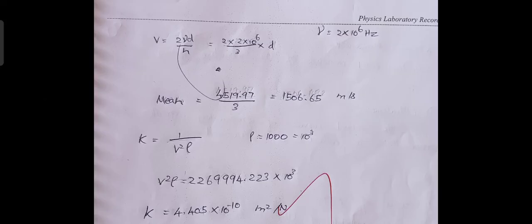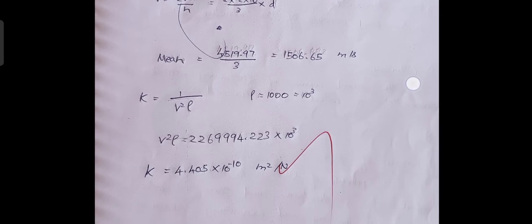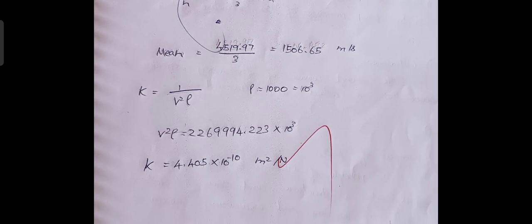This is the calculation done while performing the experiment. We are giving the frequency as 2 into 10 power 6 hertz, and the average mean velocity is 1506.65, and the value of the compressibility factor is 4.405 into 10 to the power minus 10 meter square per Newton, which is the same as the value we see in the program.